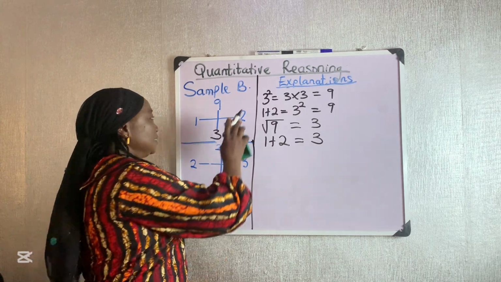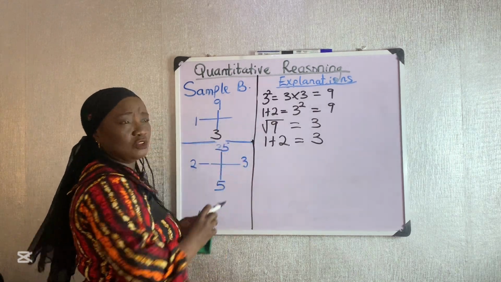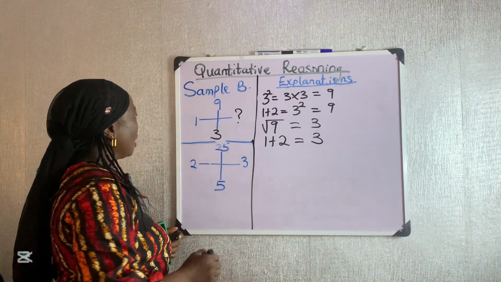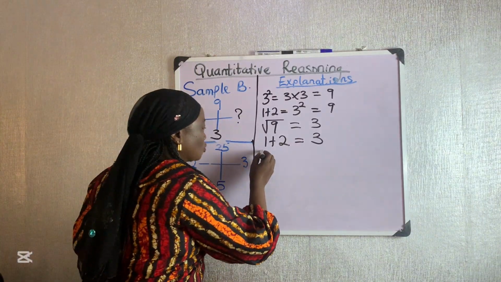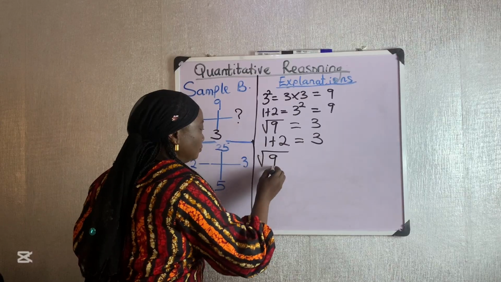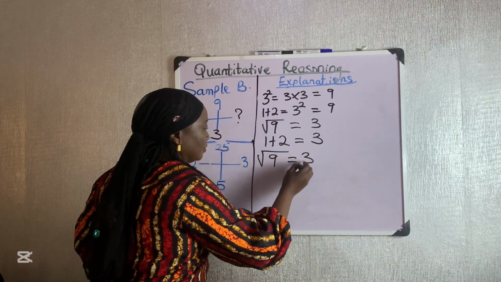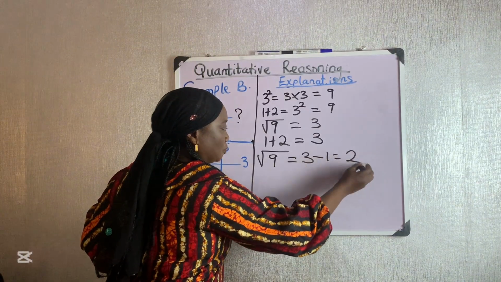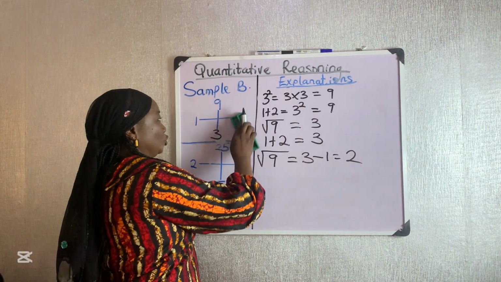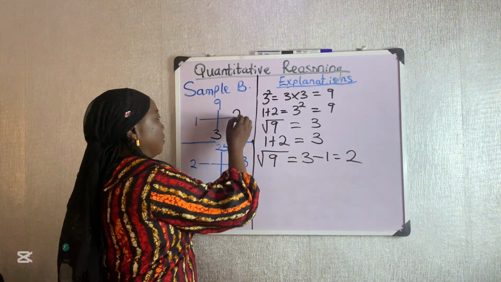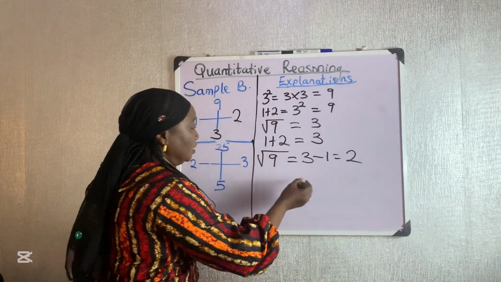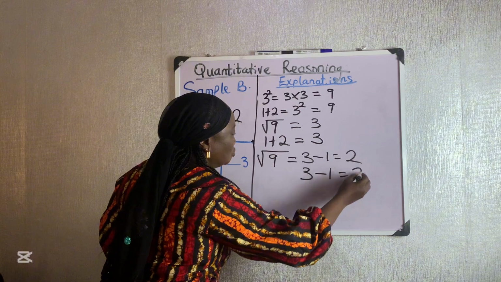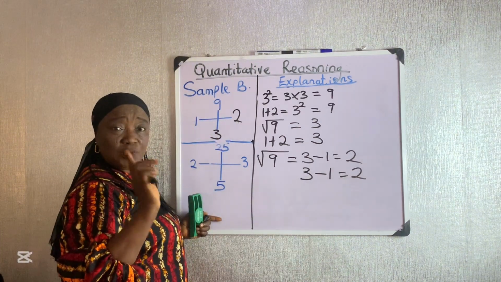Then we calculate. If 2 is not given to me, how will I calculate 2? I will simply say the square root of 9, which is 3, minus 1 will give me 2. It means 2 has been brought back. Or I can equally say 3 minus 1 equals 2. It can be done in 2 ways.